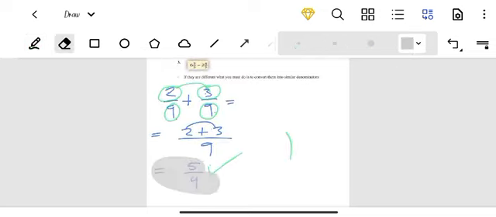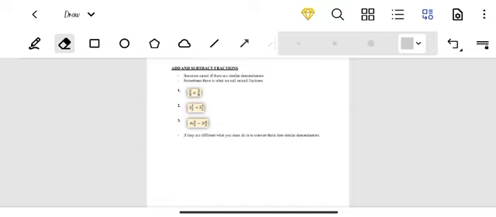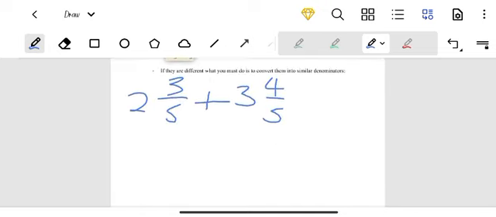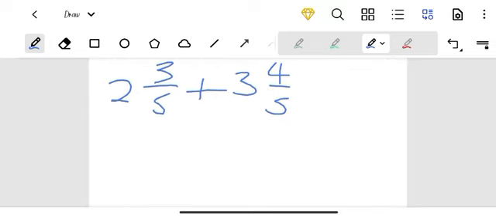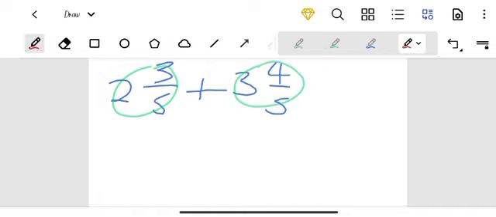Okay, jumping to the next. We have 2 whole number 3 over 5, so it's 2 whole number 3 over 5 plus 3 whole number 4 over 5. When you're working this one out, you can work it using two options. Option 1, whereby we change this into an improper fraction. Or you can simply say that plus that, you get the answer. But let's rely on option 1.